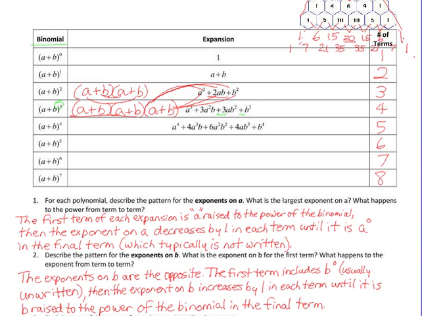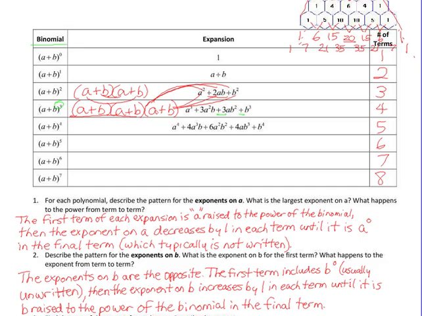Bam! For each polynomial, it says on number 1, describe the pattern for the exponents on A. They're just trying to get you to think about the pattern here. What's the largest exponent? What happens to the power? So the first term of each expansion is A raised to the power of the binomial, whatever the exponent is there. Then the exponent on A decreases by 1 in each term until it's A to the 0 in the final term, which you usually don't write.